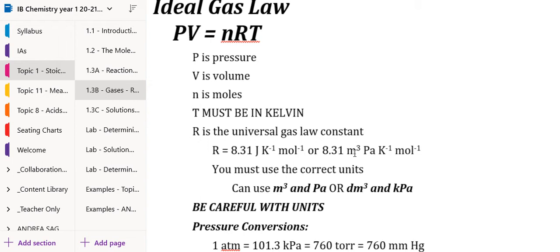Always. And then the last part is just some pressure conversions. So 1 atmosphere equals 101.3 kilopascals, which equals 760 torr, or 760 millimeters of mercury. All of these are equivalent, so you can just pick out what you need. So if you were going to go from atmospheres to torr, 1 atmosphere equals 760 torr.